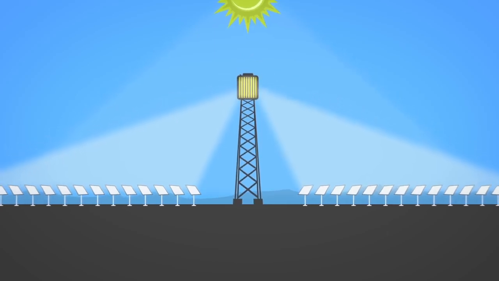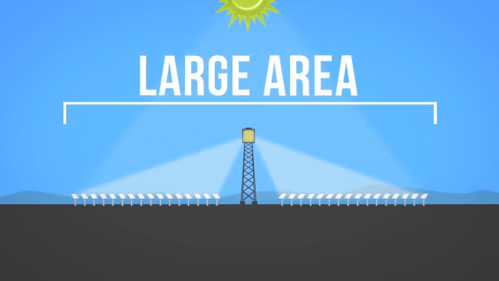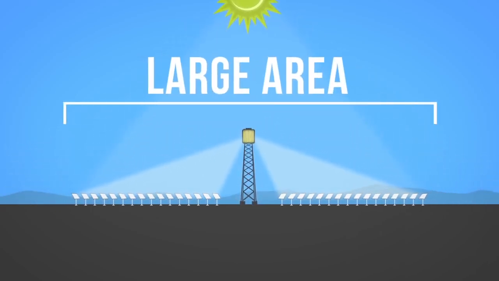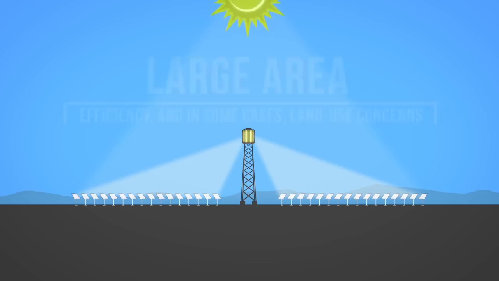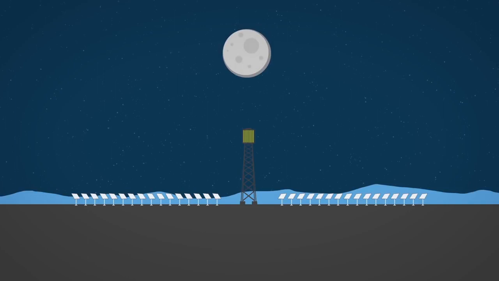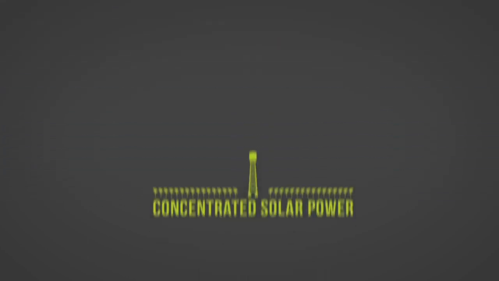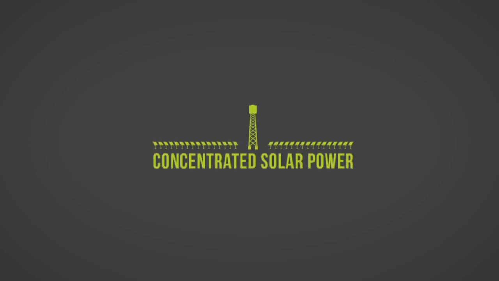Sunshine is not a very concentrated energy source, so it can take a large area to make a reasonable amount of energy, raising efficiency and in some cases land use concerns. Sunshine is also intermittent, and its availability is dependent on location and time. CSP has additional advantages and disadvantages.